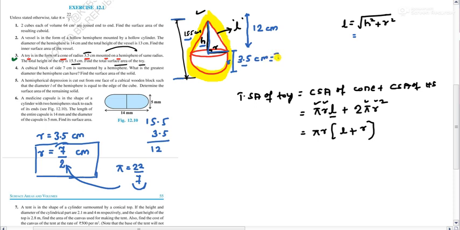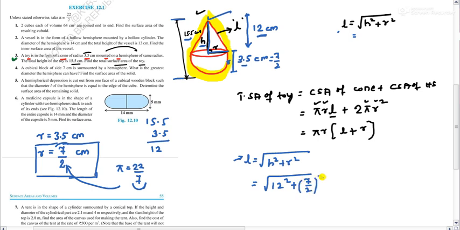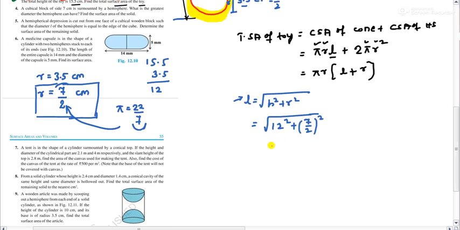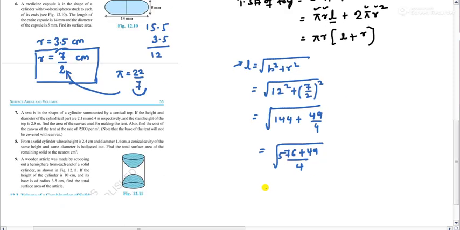Let me show it here again. So to find L, it will be easy. If I use the formula here, L is equal to root of h square plus r square. What is h? It is 12. We are doing this L for cone. So for cone, h is 12 and r is 7 by 2. Now if you have taken it in decimal, it will become very difficult to solve this. But in the form of fraction, this becomes easier. So h square is 144 and this is 49 by 4. Now if I take LCM, I'll get 4 here and this will be 576 plus 49. Solving it further, we get this as 625 by 4.